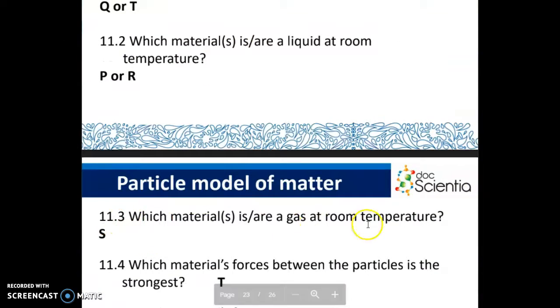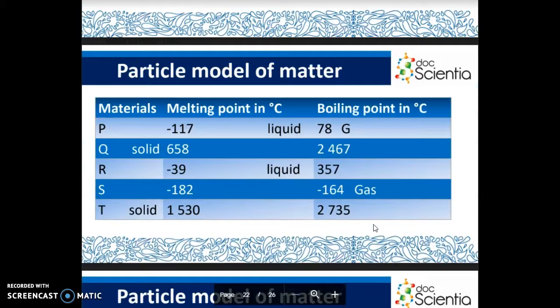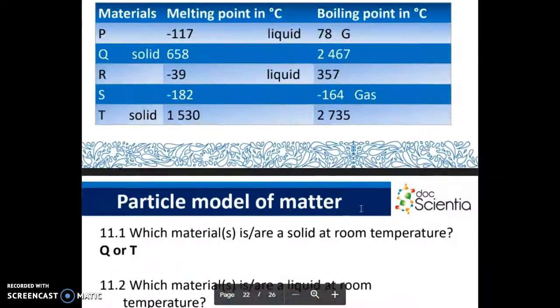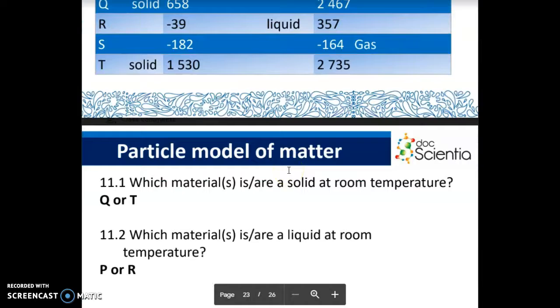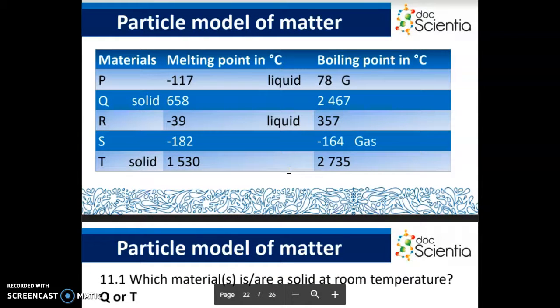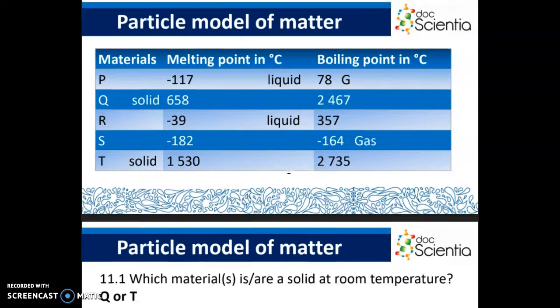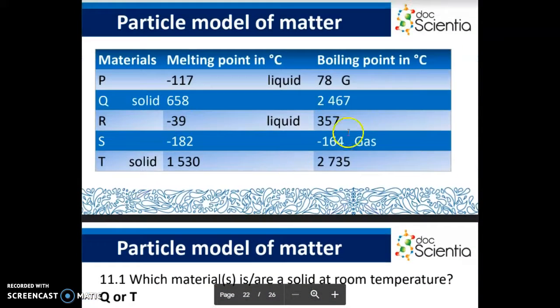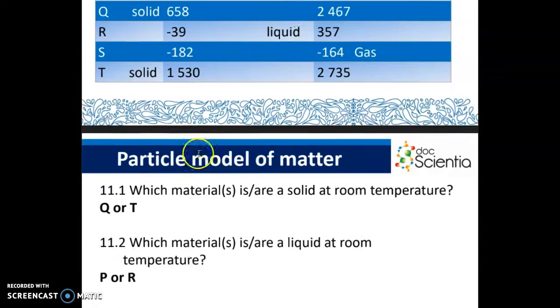11.3. Which materials are a gas at room temperature? That would be S. Because it's already a gas at -164, so it will stay a gas then.